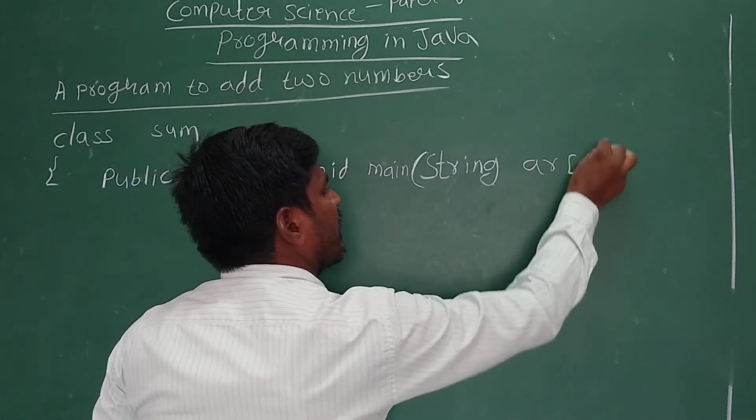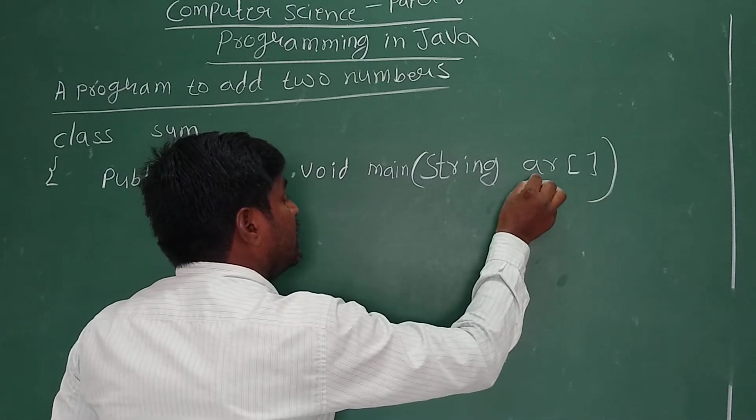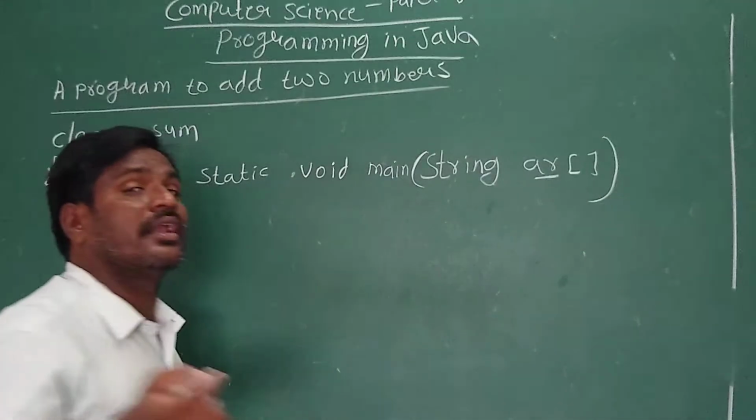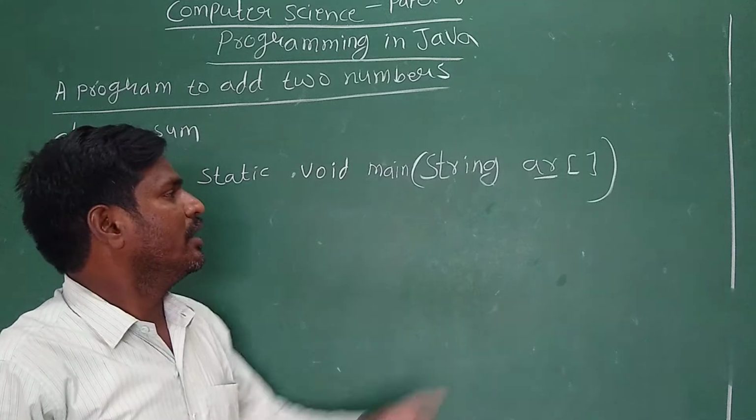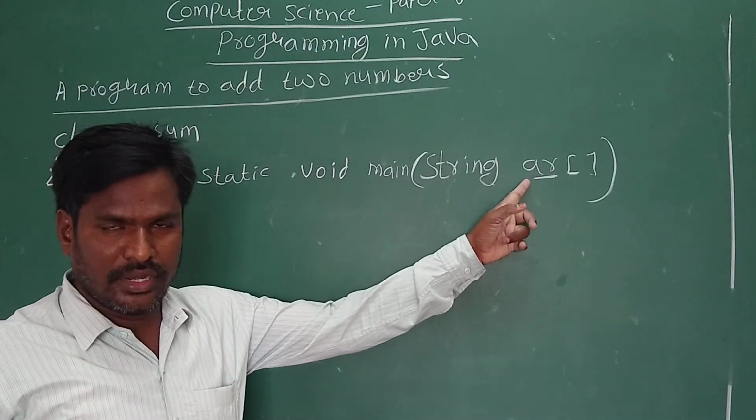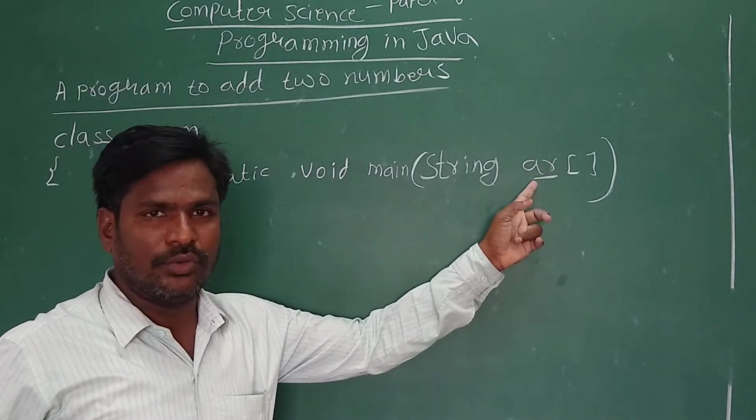That's why I'm giving args. So once again, here args is an array variable name. args is an array variable name. Whatever name we can give.